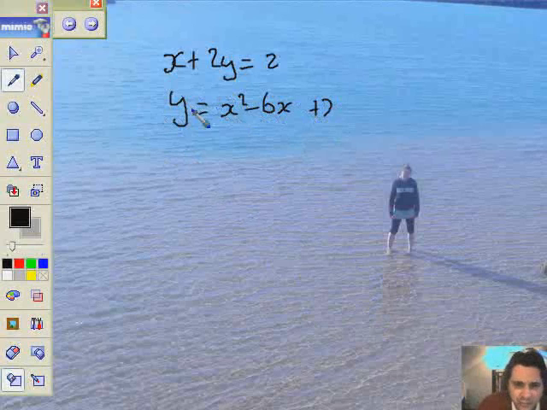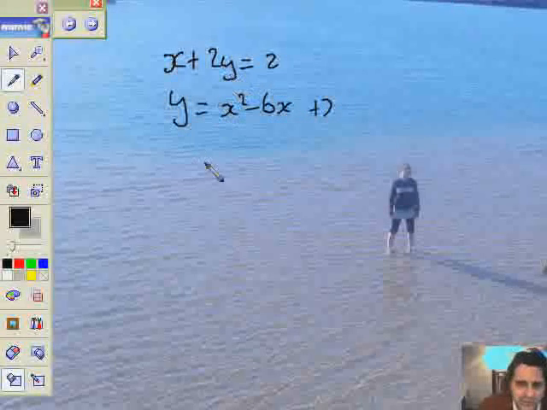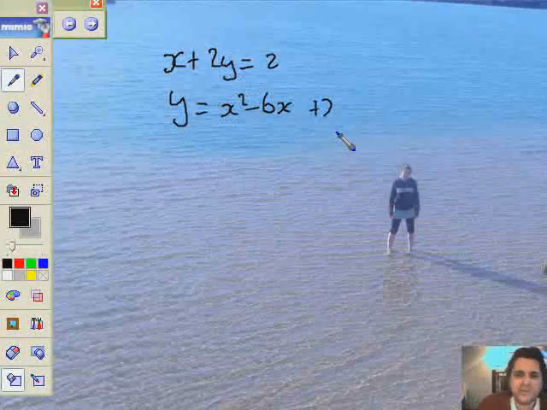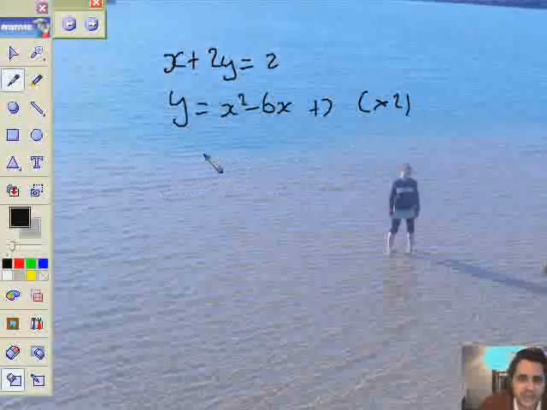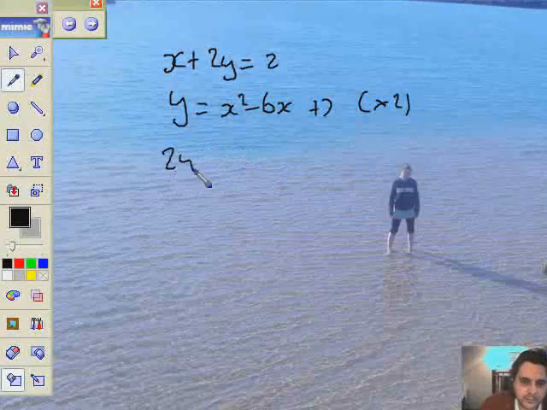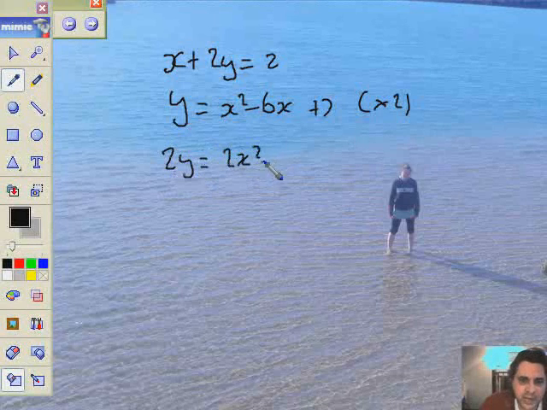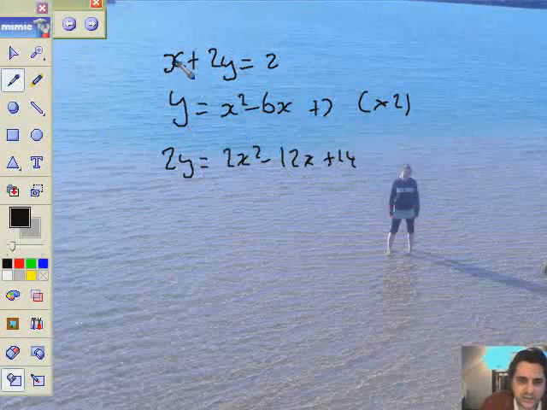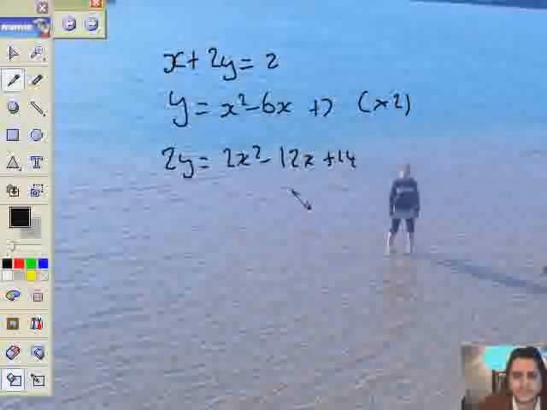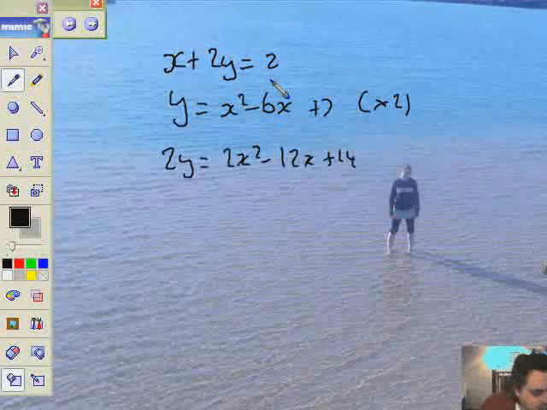Well, I could double this up, I suppose, and shove it in there. Is there a better way? No, it looks quite simple. If I double this up, times 2, I'm going to have 2y equals 2x squared minus 12x plus 14, and stick the x onto the end of that one, and that equals 2 apparently. Let me just check.